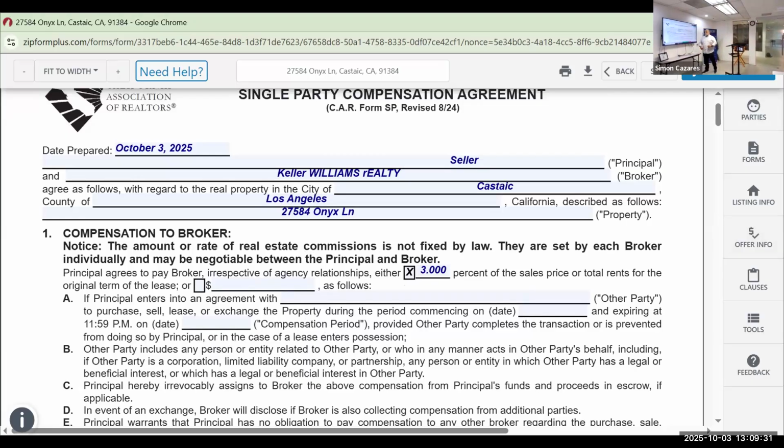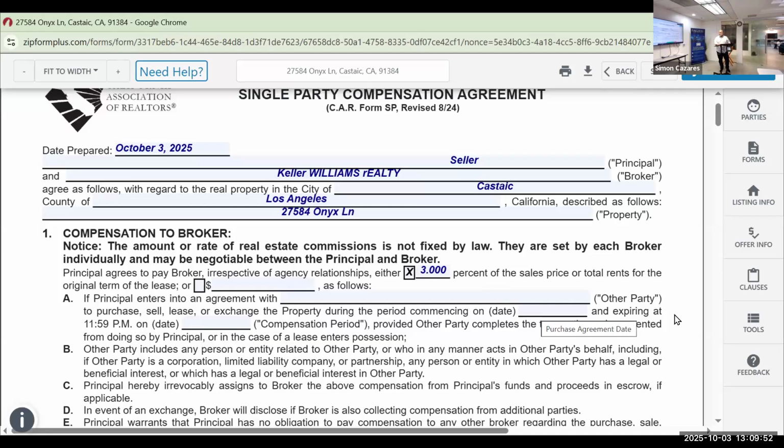1A goes into if the principal enters into an agreement with other parties, then that's where you're going to put that information, right here. To purchase, sell, or exchange the property during the period commencing on date and expiring on date at 11:59 p.m.